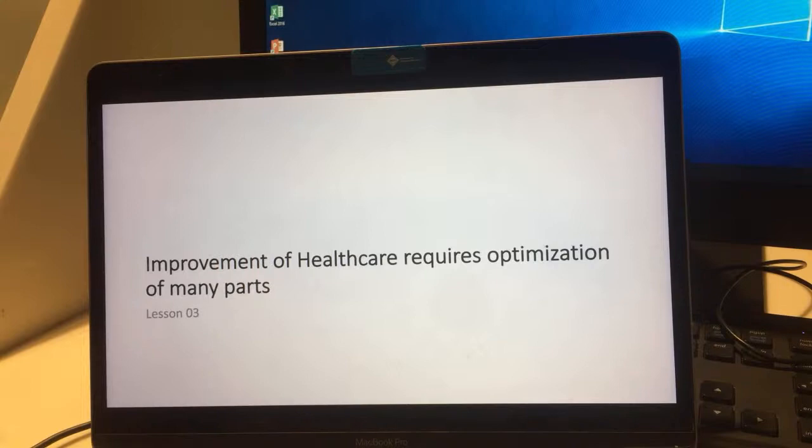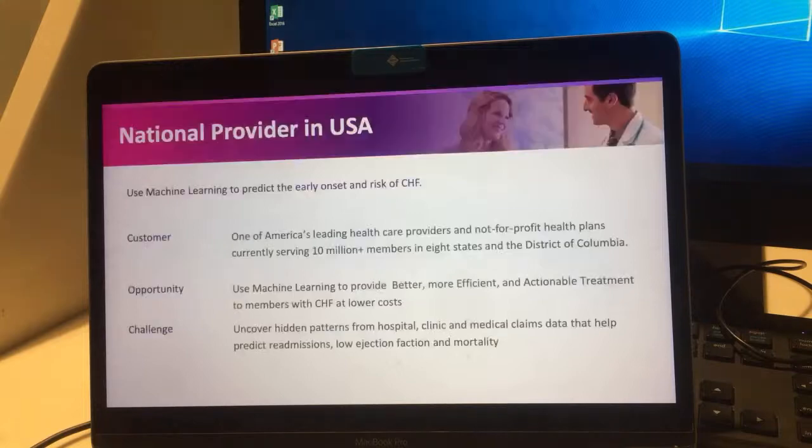Okay, so now from that we switch gears and move on to more traditional use cases. Something that I've alluded to multiple times: improving an outcome does not really require that you focus on one thing. You may have to focus on multiple use cases to get some insights or to optimize things in a larger context. Here's an example where we worked with a large healthcare provider in the US, with a patient base of 10 million plus members across 8 states and Washington, DC.